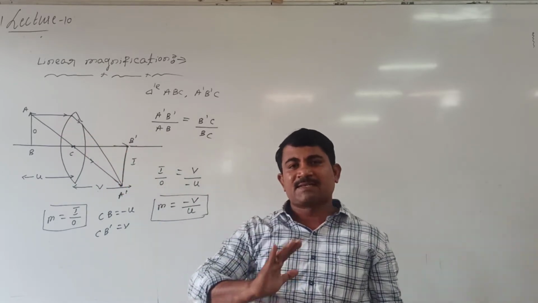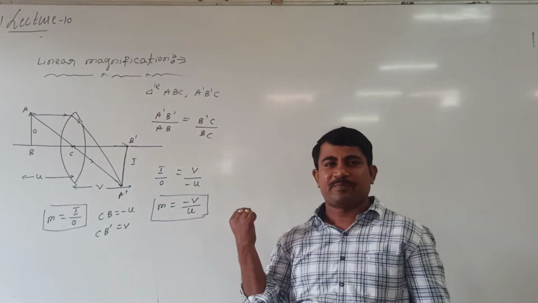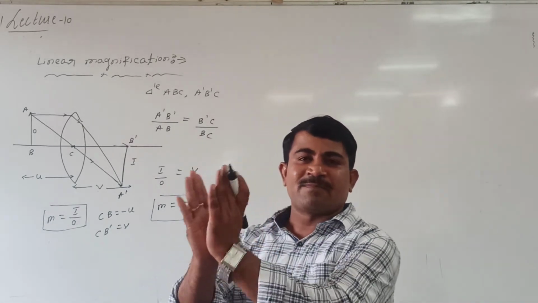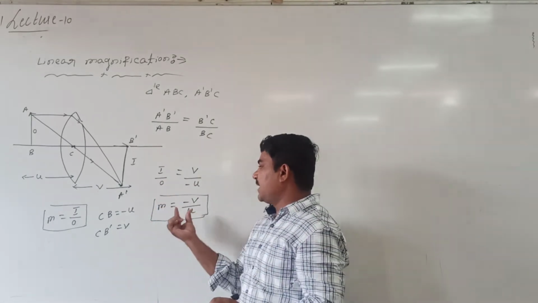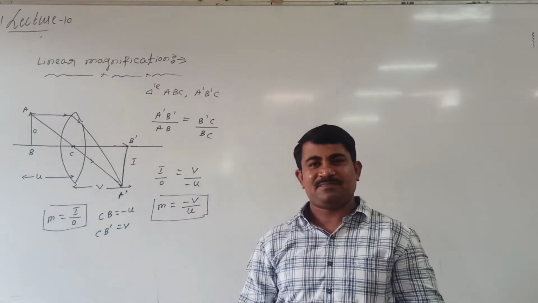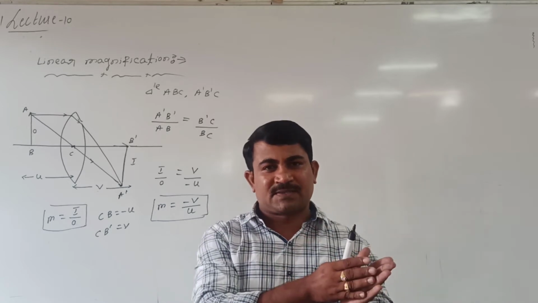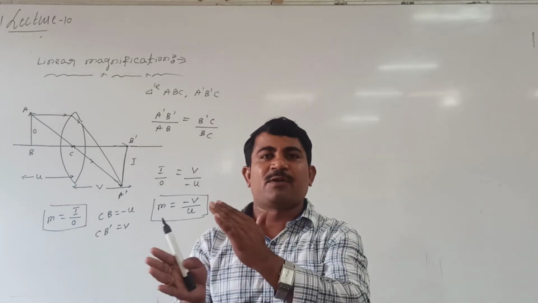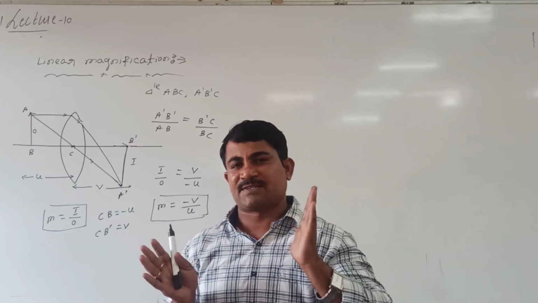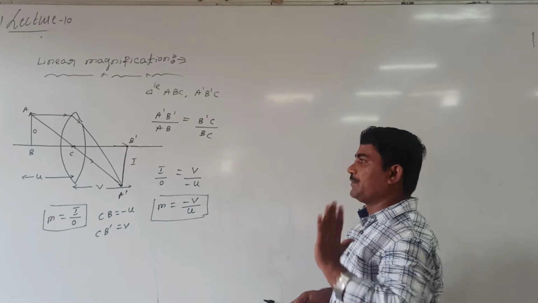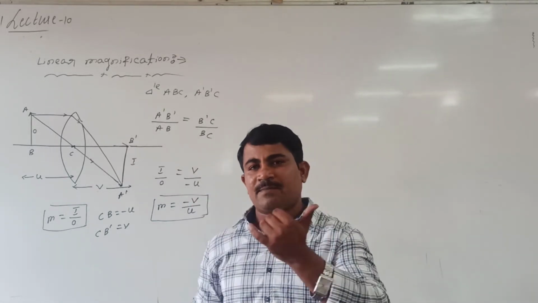For a convex lens, when the image is real, linear magnification is always negative. Then how is linear magnification positive for a convex lens? For a virtual image, linear magnification is always positive for a convex lens. We'll see how it is positive. If the image appears on the backside of the lens, that becomes a virtual image.